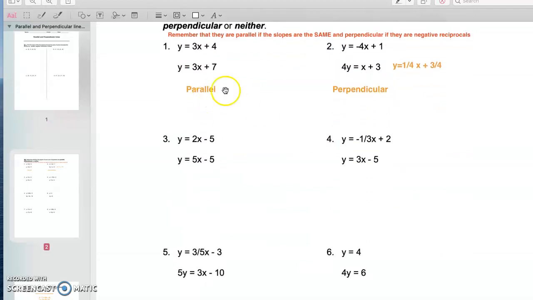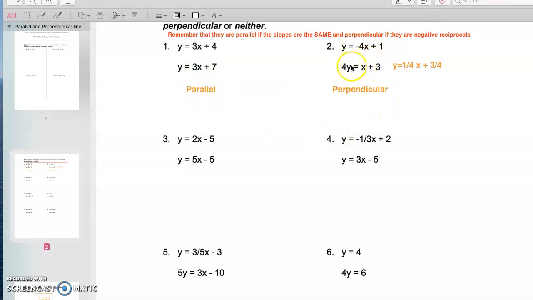Right here, I did the first two problems for you, and this is really going to show you what I mean by the difference of a parallel line and a perpendicular line. So notice these are both in slope-intercept form, and they have the same slope. Remember, the slope is the number in front of the x value. So the slope is 3 here, and we have a y-intercept of 4. And then the slope is 3 here with a y-intercept of 7. So they are going to be parallel.